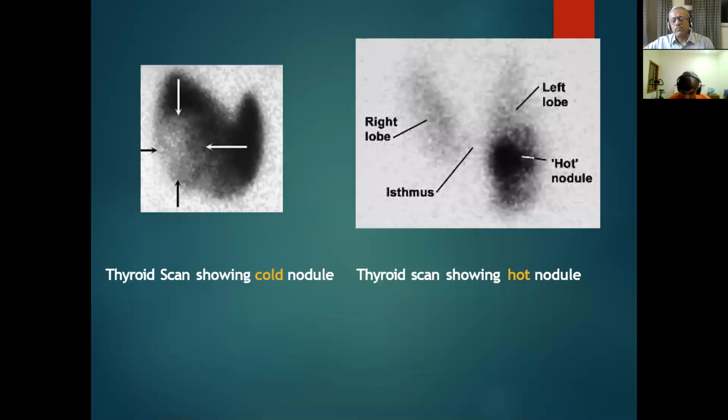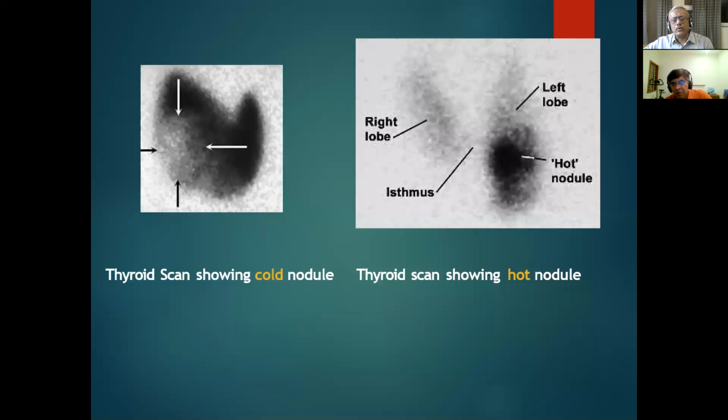Sir, because they are in a suppressed state. Why is the rest of the gland suppressed? You're right, but why is it suppressed? Sir, I couldn't get it. Because of hypersecretion from this nodule, there will be a negative feedback mechanism which will suppress the TSH, which will eventually prevent the rest of the gland from working. Correct. That is the correct answer.